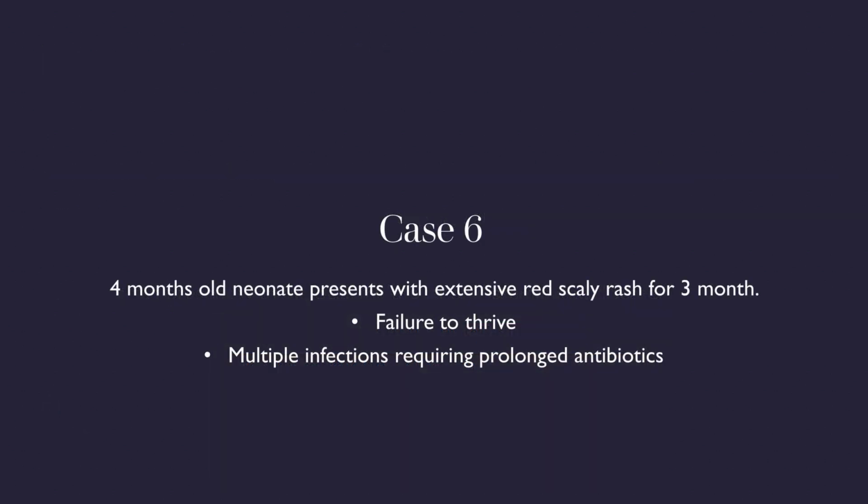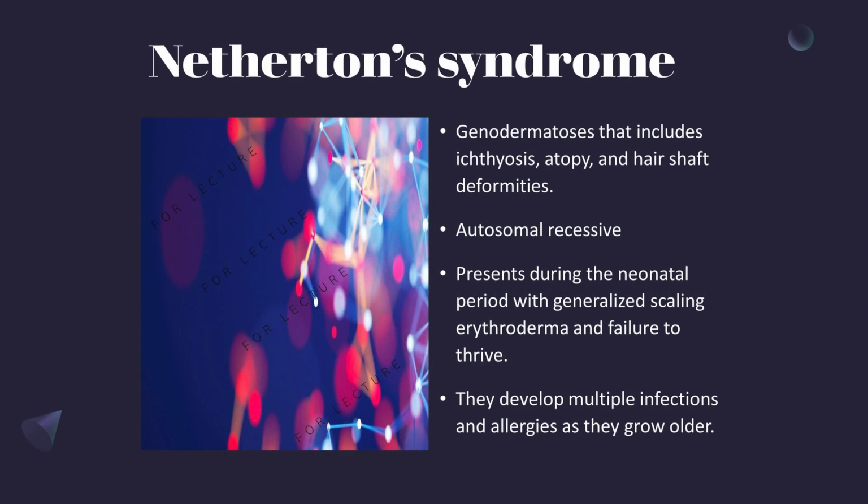Okay, next case, a 4-month-old neonate presents with an extensive red scaly rash for 3 months, failure to thrive, and has already had multiple infections requiring prolonged antibiotics in that short span of life. Once again, my photo is gone. Anyway, take it from me, it's actually Netherton syndrome. It can look very much like extensive AD. But the giveaway is once again all the infections that they've had, the failure to thrive, and the rash does not improve with topical corticosteroids as well. So that also helps.